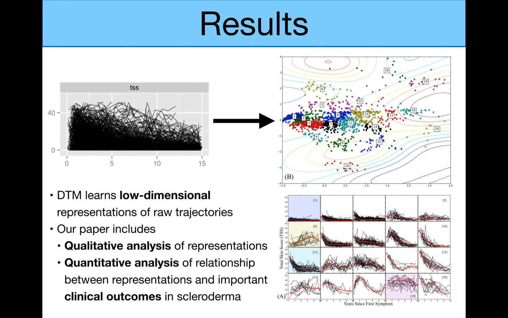In the paper, we further discuss our qualitative findings for both skin and lung disease, and quantitatively analyze the relationship between our learned representations and important clinical outcomes.